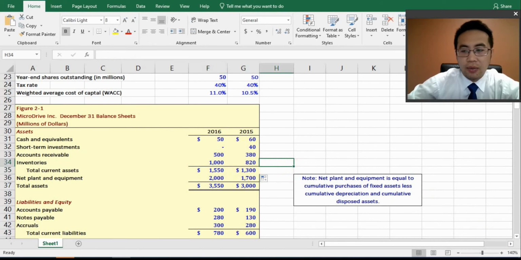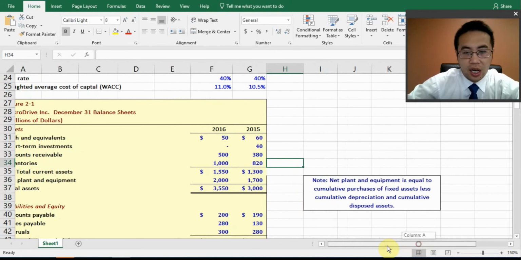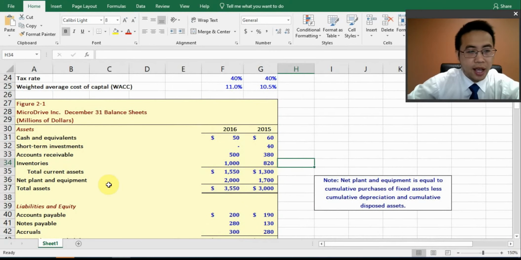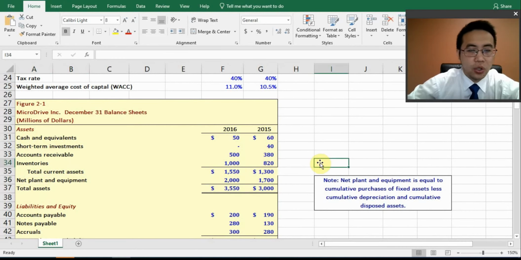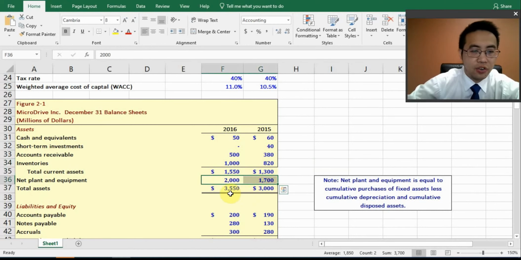And if we keep moving down, you will see the net plant and equipment. Actually, this textbook put it as one single item. It should include two items, which are the total fixed assets and the accumulated depreciation. So accumulated depreciation should be a negative asset. That's why we call the total of them net plant and equipment. We don't have the separate information for the fixed assets and the depreciation, so we just leave it as it is. There's no need for a formula.